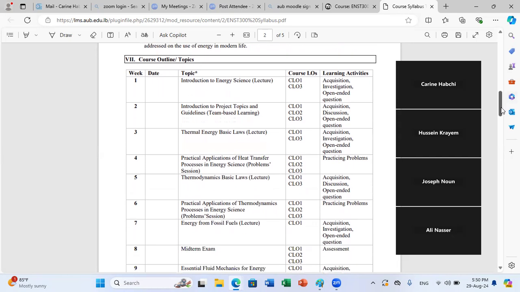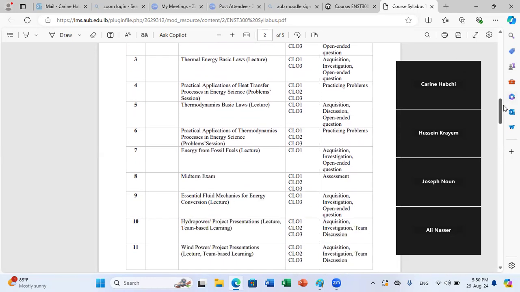Here you can find the detailed course outline, how the course will be divided by weeks. We'll try to stick to this outline as much as possible with the different CLOs already mentioned.